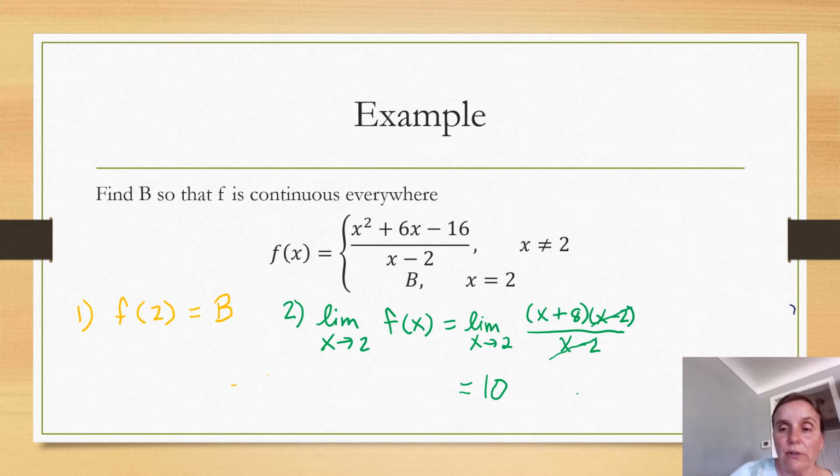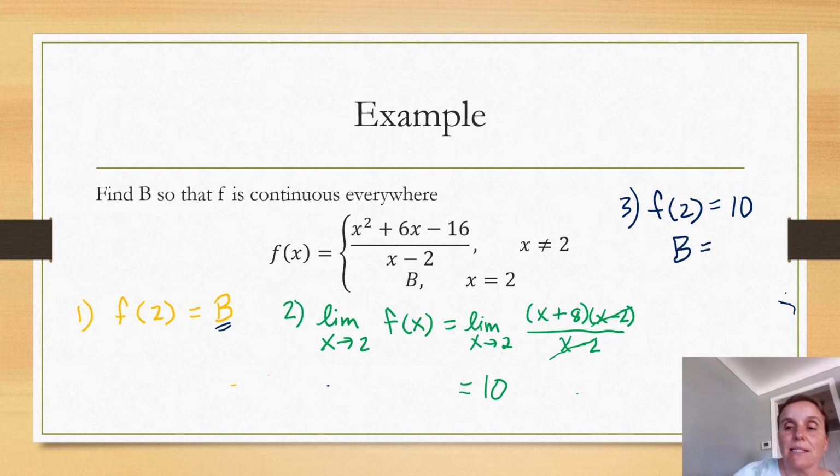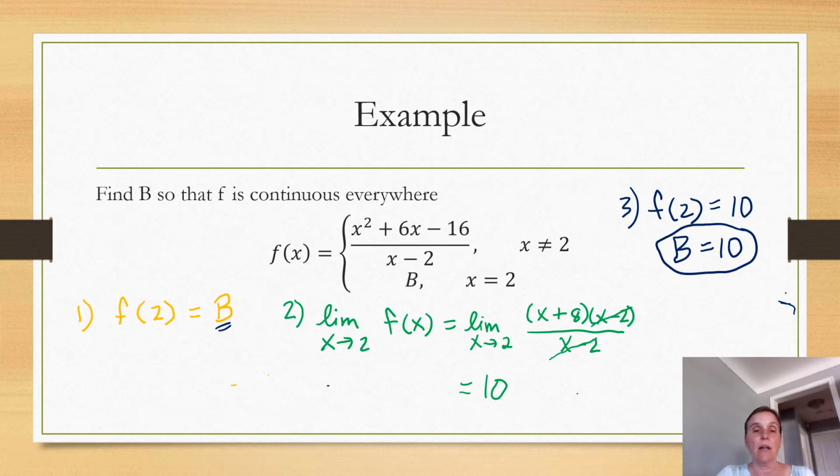And now for part 3 of the continuity test, we want to make sure that f of 2 is equal to 10. And since f of 2 is equal to b, that means that b has to equal 10. And as long as b equals 10, our function is continuous everywhere.